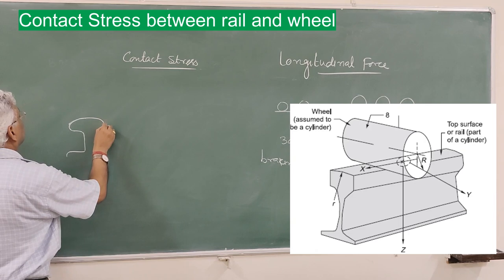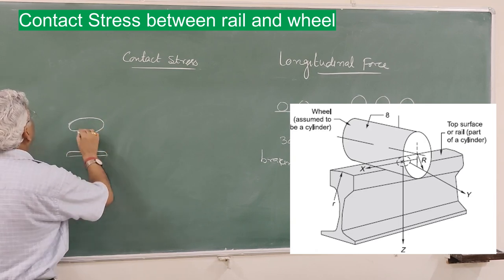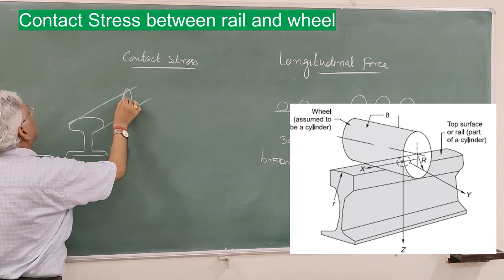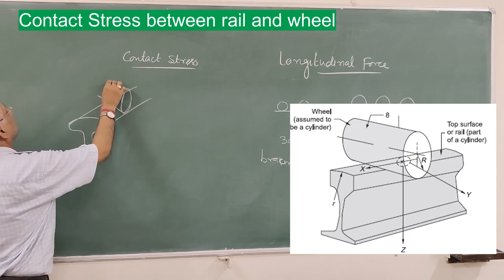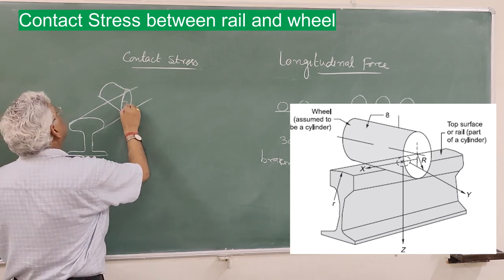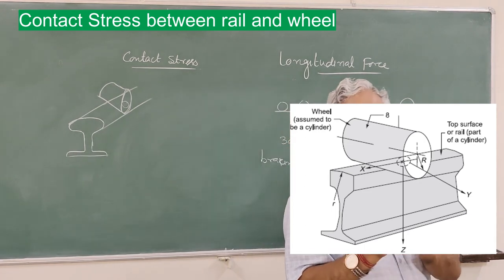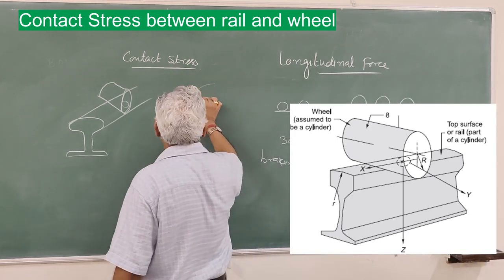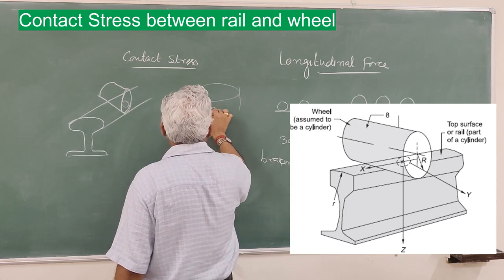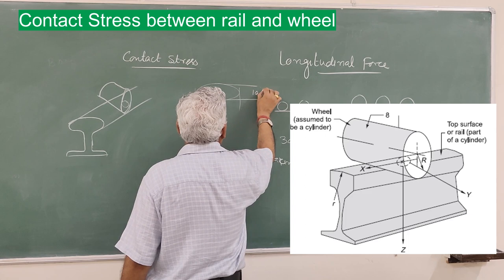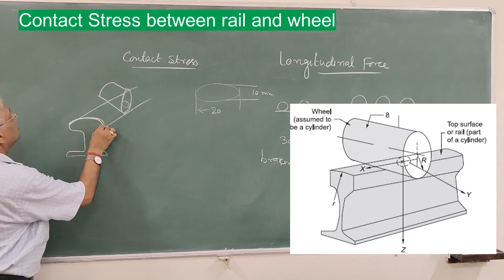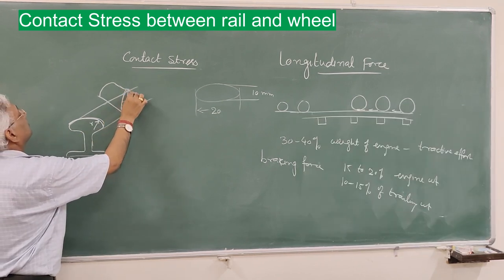and that is the rail, and on that you have a wheel which is also circular, and a contact area is coming out at the surface of the wheel and the rail. And this contact area is elliptical, around 20 millimeter by 12 millimeter. That is the size of this. Now, this is similar to contact between two cylinders having their axes perpendicular to each other. This is one cylinder with radius r, another cylinder with radius capital R.